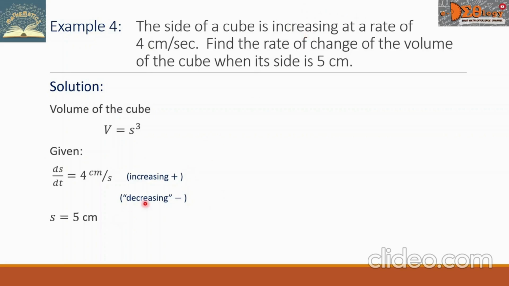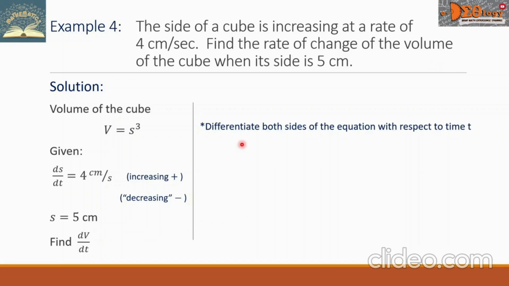Another given is the side, that is 5 centimeters. In the problem, we need the rate of change of the volume. That means we need the dV over dt. Next step, let us now differentiate both sides of the equation with respect to time t. So this is our formula.